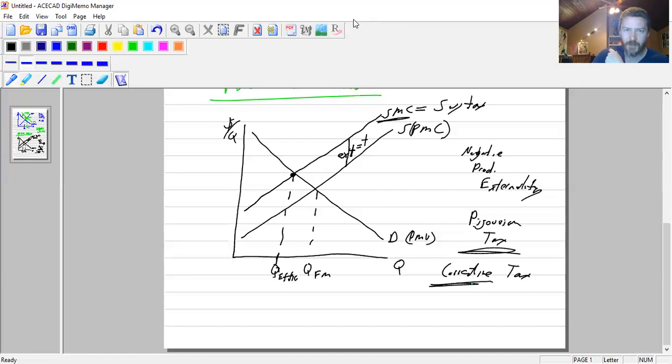I'm going to stop screen share because I think that's the end of my writing here. But, oh geez, I forgot what I was saying. This is also called the price approach. We're talking about the price approach to correcting for externalities.